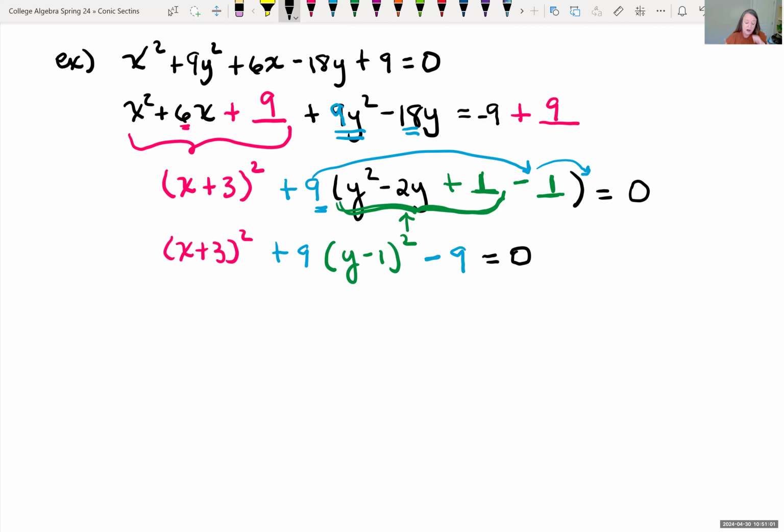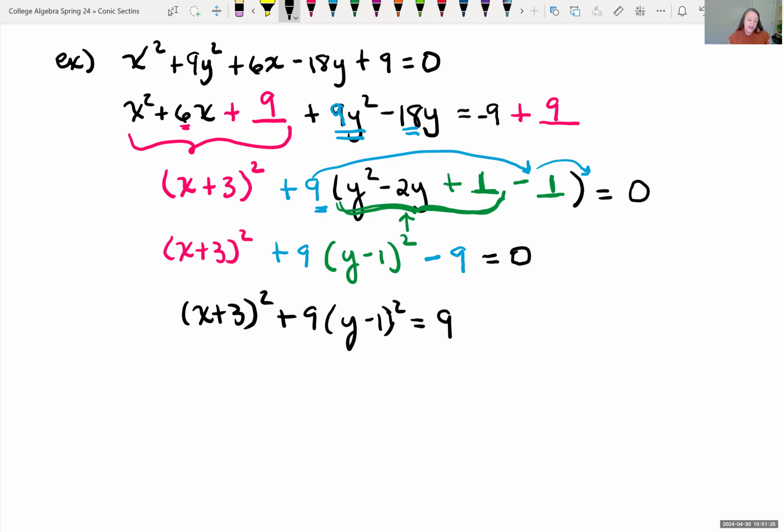So I'm almost there. I want to isolate my perfect squares. I don't want that constant of -9 on that side, so I could add 9 to both sides of my equation. And if I did so, I would get x plus 3 quantity squared plus 9 times y minus 1 quantity squared is equal to 9.